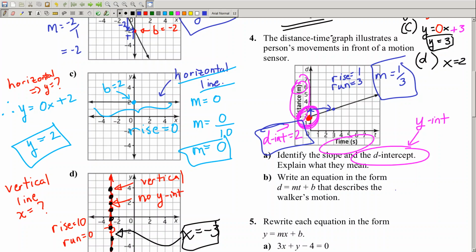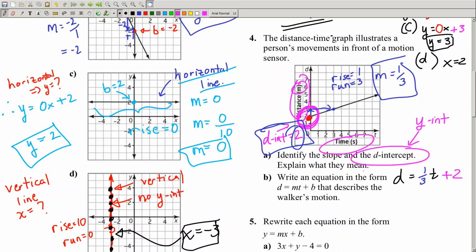So now all I need is the equation. So let's write out the equation. d equals mt plus b. So I can erase the m and replace it with what I found. I found 1 over 3. Now what's my d-int? My b, what is it? Well, it's 2. So all I need to do is replace my b with a positive 2.